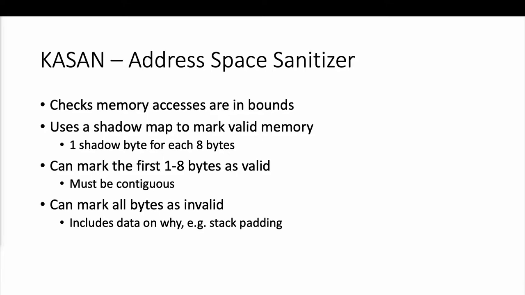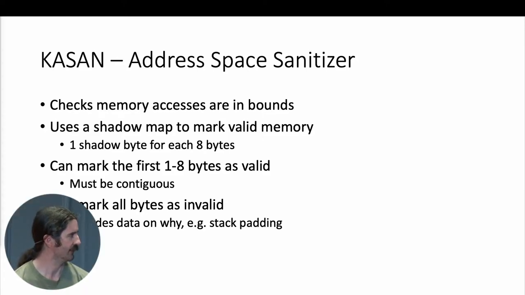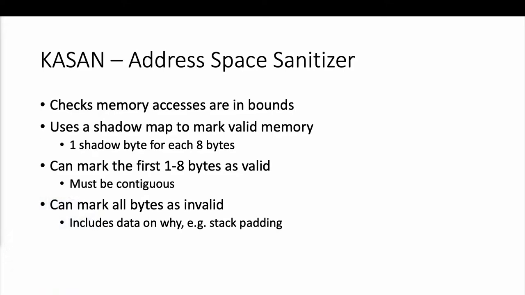But it will find, so the way it works is it's got a shadow map. Every 8 bytes of kernel address space, you have an extra byte of the shadow map. And then we mark zero to 8 bytes of that, this buffer, these 8 bytes is valid. And so every load and store, you then have a check to say, is every byte in this load or store valid? It has to be the first 0 to 8 bytes, and they must be contiguous. You can't say I want the first, third, and seventh byte. It's not going to work, just because of the way the format works.